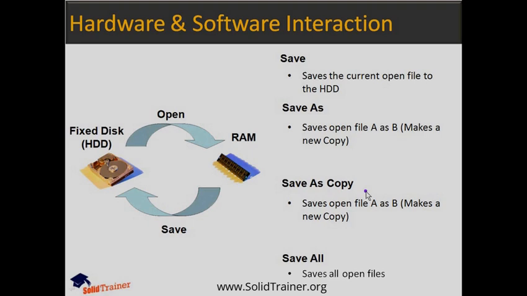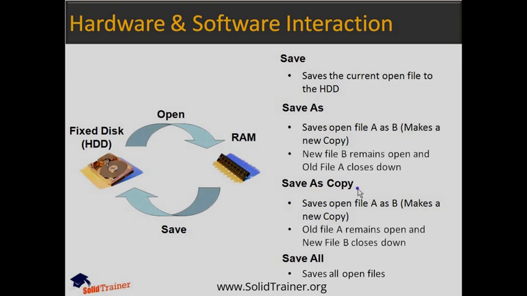The answer is simple. In the save as command, when you save a file name A as file name B, the new file B remains open and the old file A closes down. In the save as copy command, the old file A still remains open and the new file created, the file B, closes down. So the save as copy command is a better option to take a regular backup while working on your current model, still ensuring that the model you are working on remains open. The save all command saves all the open files that are open in the SolidWorks software.